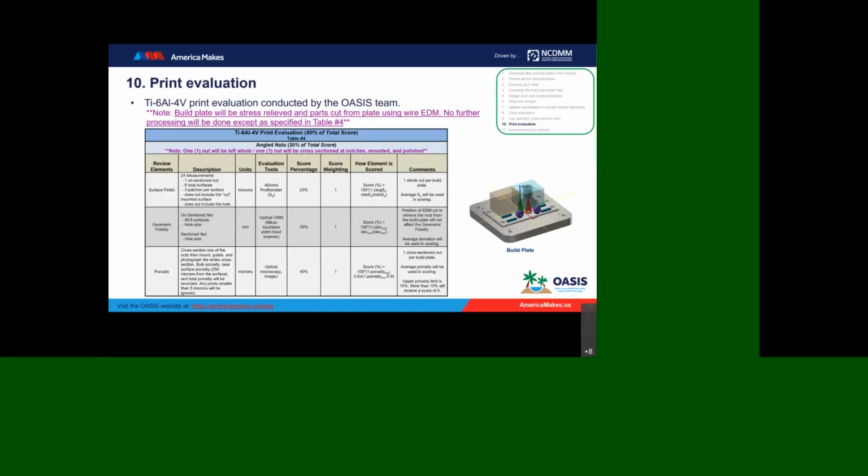Finally, on the nut will be the porosity. This will be done on the cross-sectioned nut. The cross-sectioned nut will be mounted, polished, and photographed across the entire surface. Bulk porosity, near surface porosity, and total porosity will be recorded. Any pores smaller than 5 microns will be ignored. This will be done in ImageJ. It is 40% of the score. The upper limit of the porosity is 10%. Anything more than 10% will receive a score of 0. So if we look at it and there's more than 10%, it's an automatic 0 on the score.